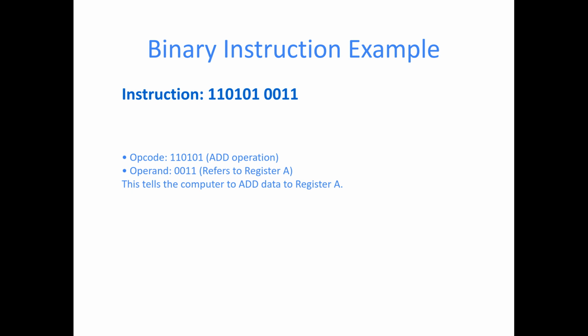We'll take another example. If we have 1010010100, the opcode 101001 could mean subtract. The operand 0100 could refer to a specific memory location.